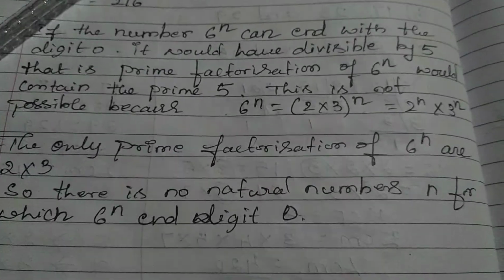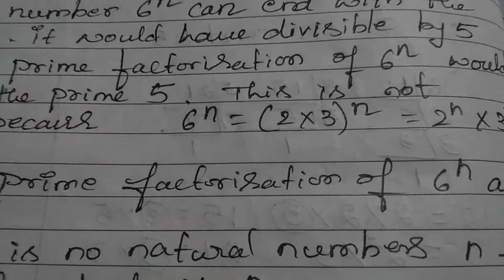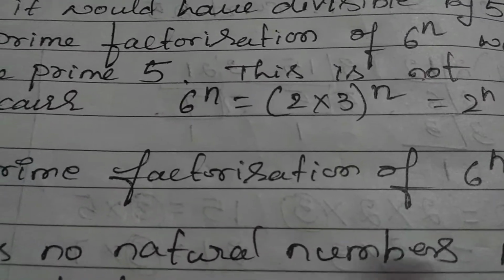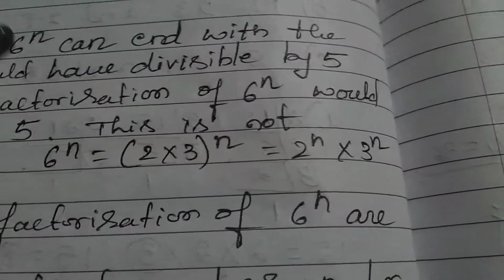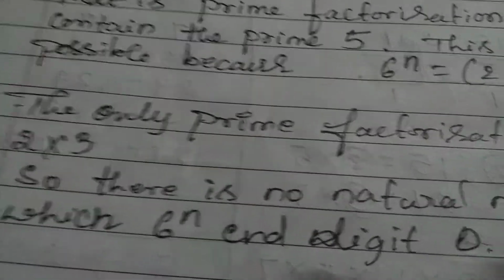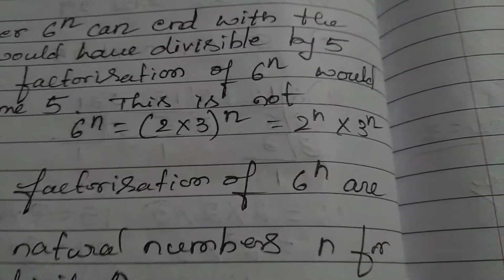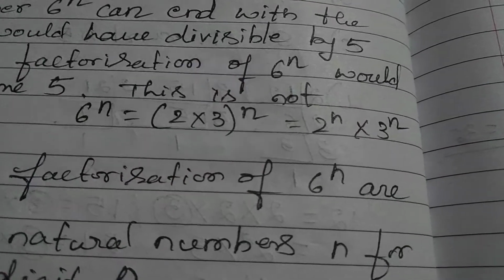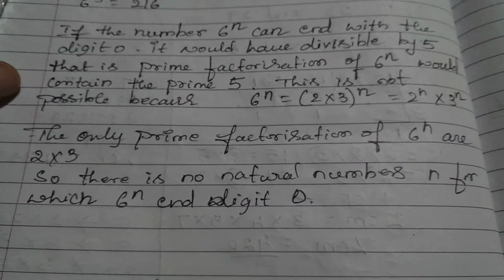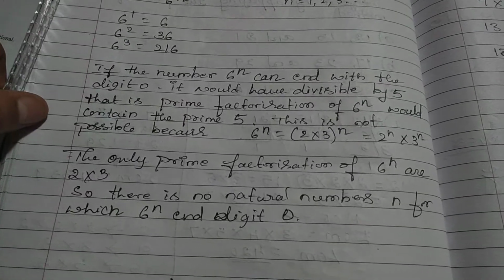Got it? The prime factors of 6 will always be 2 and 3. So with 2 to the power of n and 3 to the power of n as the only prime factors of 6 to the power of n, no natural number will end with the digit 0. Got it?